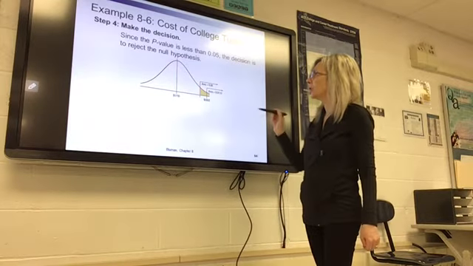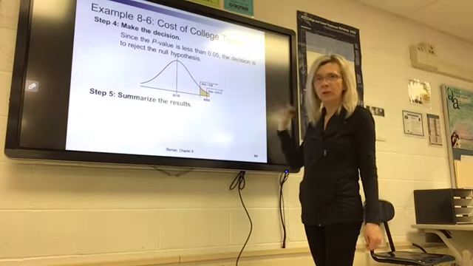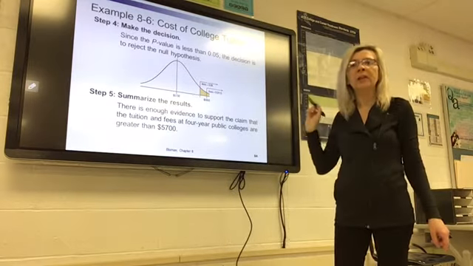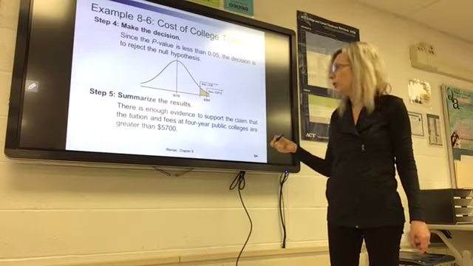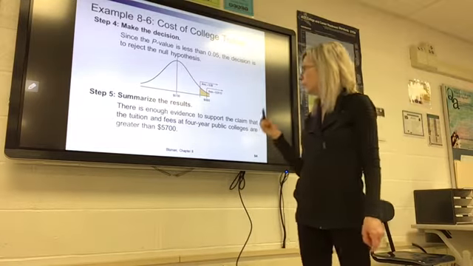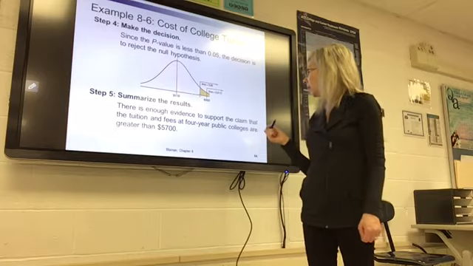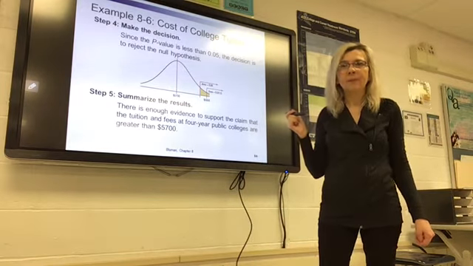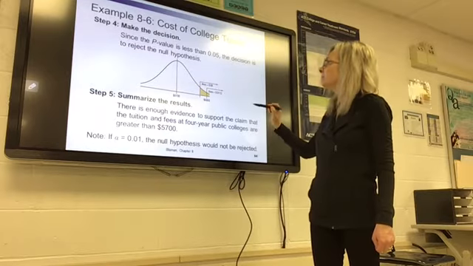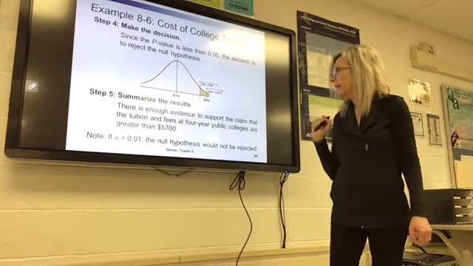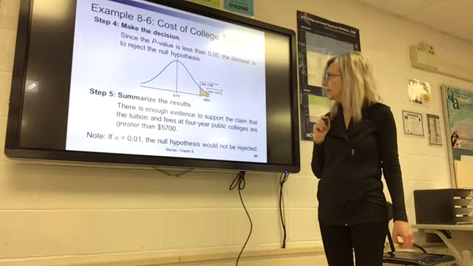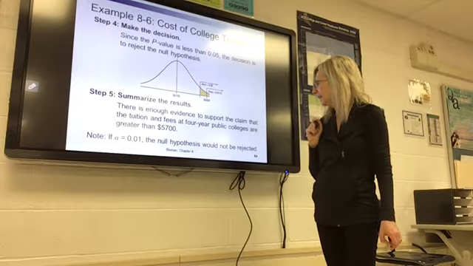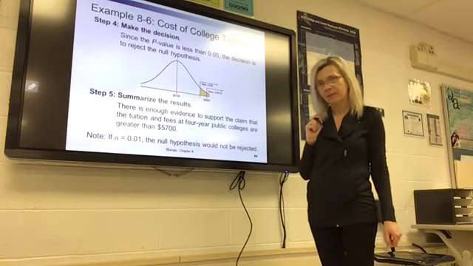So if it's in the rejection region, that means we reject the null hypothesis. If we reject the null hypothesis, it means we support the claim. So we would say there's enough evidence to support the claim that tuition is greater than $5,700. Okay? Now, if our alpha was 0.01, meaning at 1%, we would not reject that hypothesis.